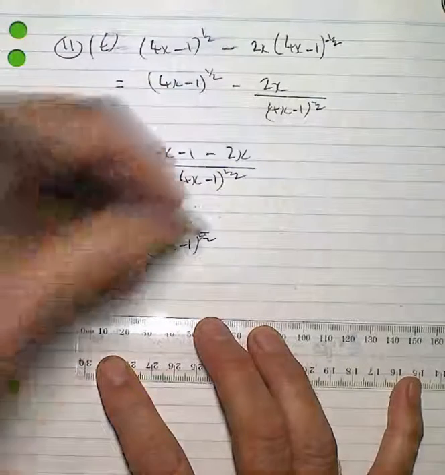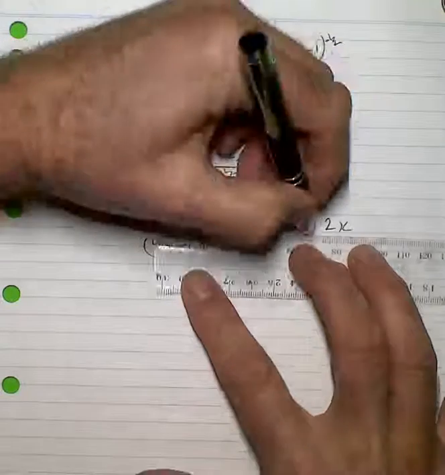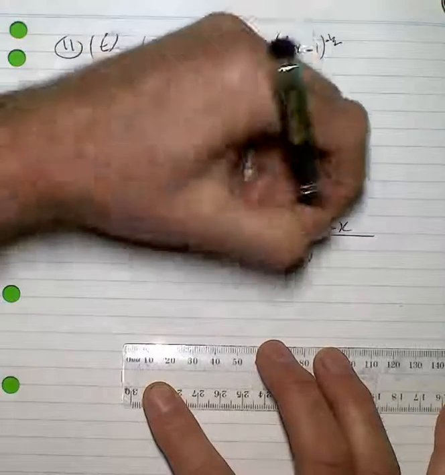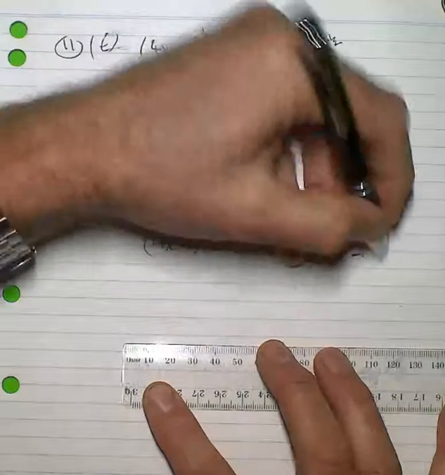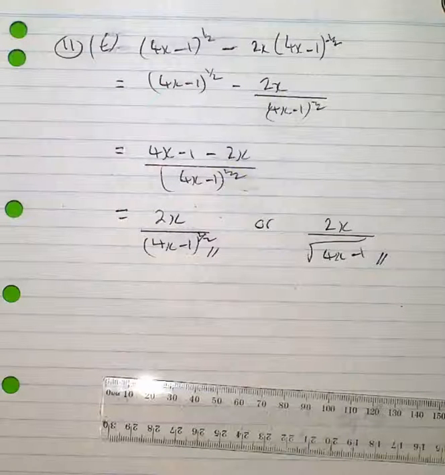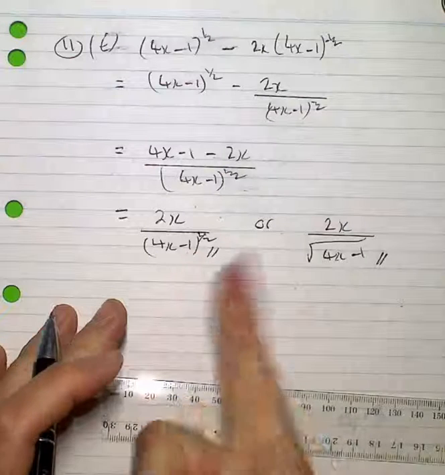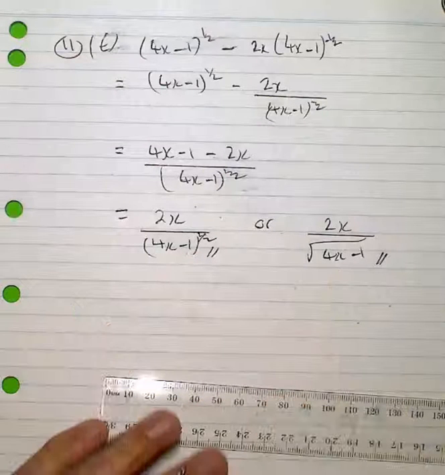Now, it's not required, but if I had to, I can rewrite that in the surdic form of 2x over the square root of 4x minus 1. Both answers are acceptable depending on what you're required to do. In this case, the positive index is neater, but occasionally the other format is required.